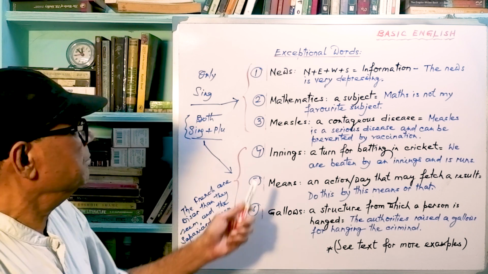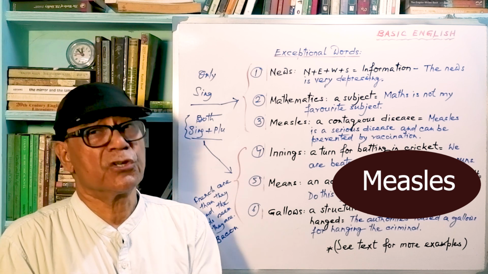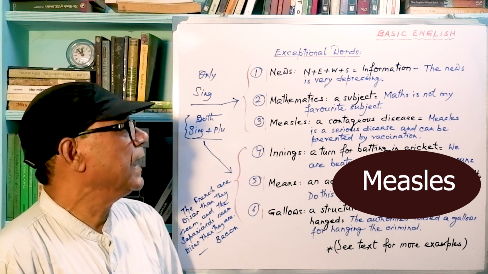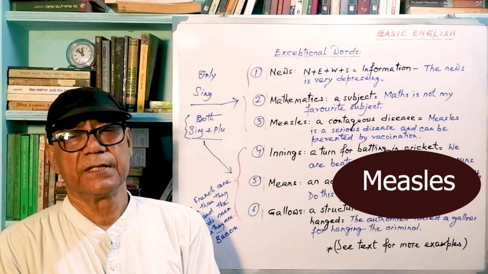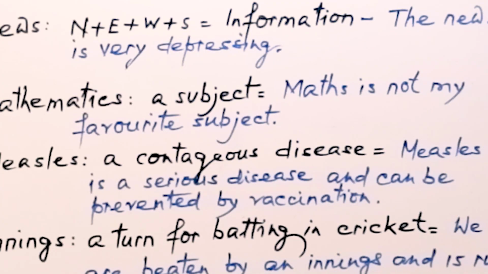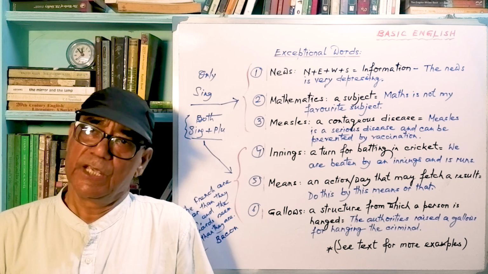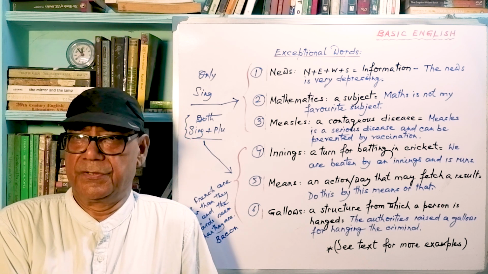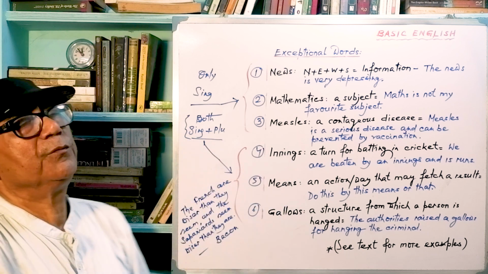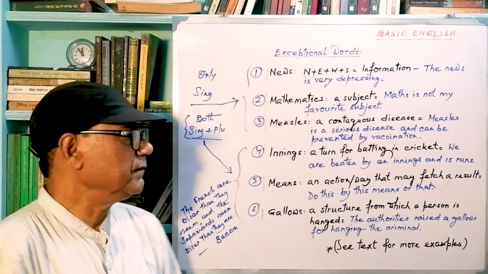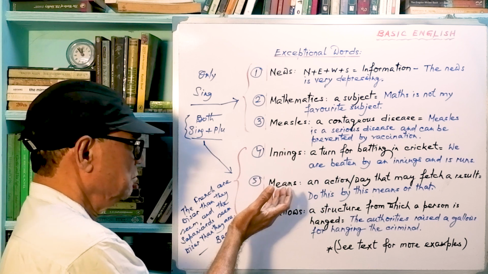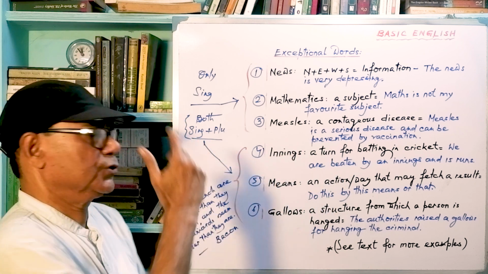Come to number three. Measles. Measles is a contagious disease, and it's always singular. For example, measles is a serious disease and can be prevented by vaccination. If you want to refer to different measles, you have to say different types of measles. Now come to the second set of three words. Here we have innings, means and gallows.